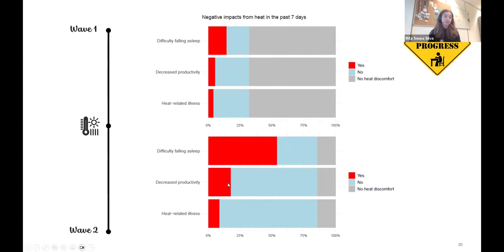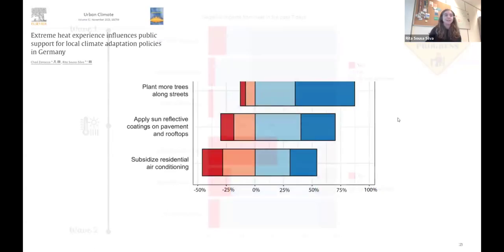Even for decreased productivity, it goes almost 20%. So in economic terms, this is also something that needs more attention. But let's talk about that in the future.